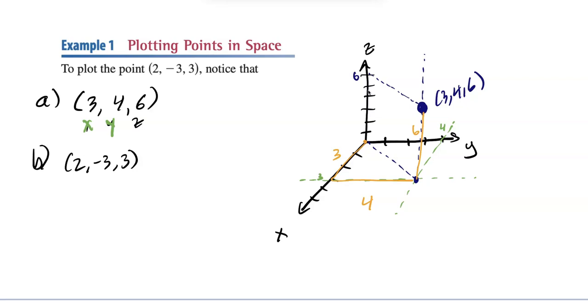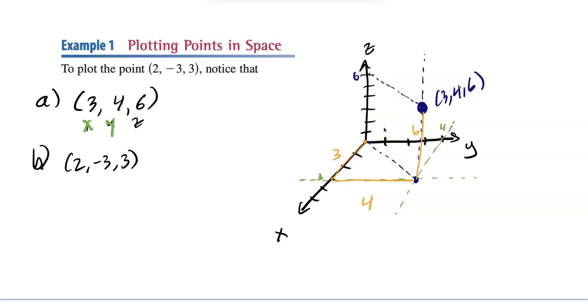So that's the way graphing works. You could either go 3 in your X, then from that spot go 4 over your Y, and then from that spot go up 6. Or you could try to make lines parallel: lines parallel to your X, to your Y, and through that point a line parallel to your Z, and then connect it all.